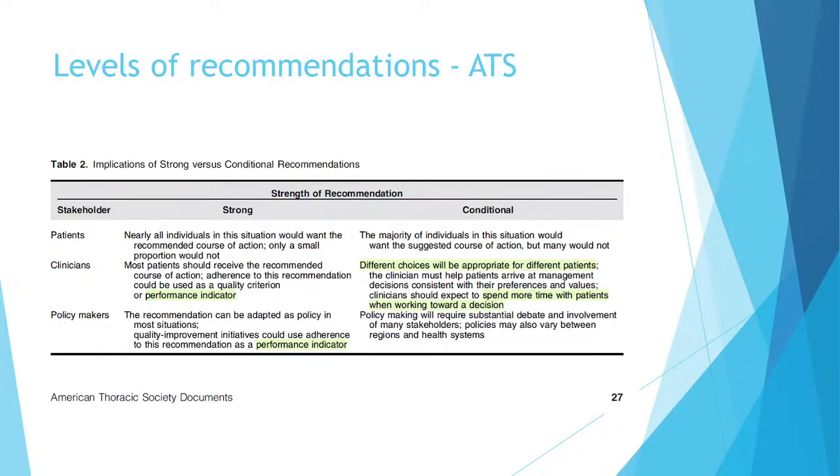ATS has clearly defined their strong and conditional recommendations based on 3 domains, that is patient domain, clinical domain and policymaker domain. We'll just look at the clinical domain. Strong means it can even be used as a performance indicator. That means you have to do it. If you don't do it, it's a crime. And conditional means you decide on a patient case-to-case basis.